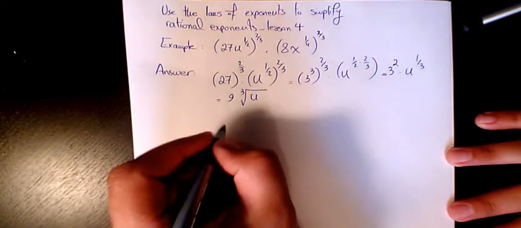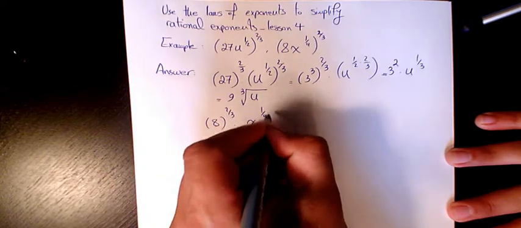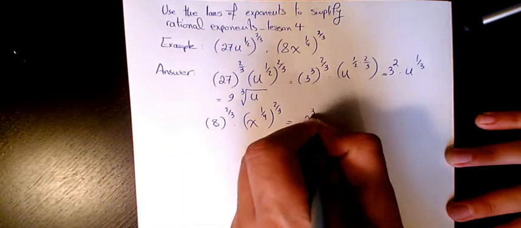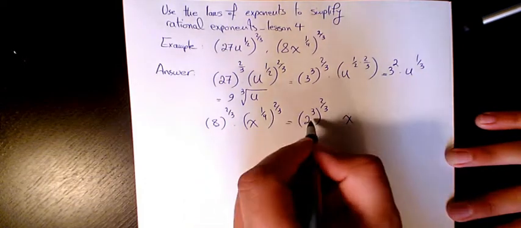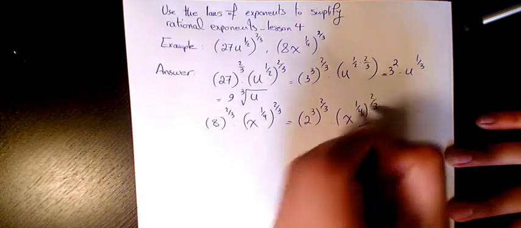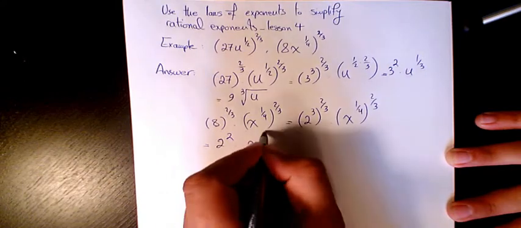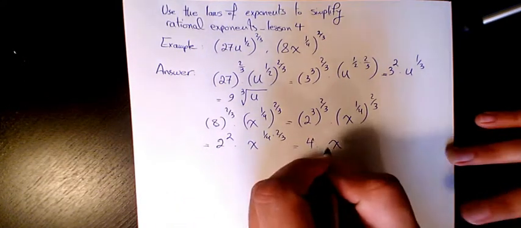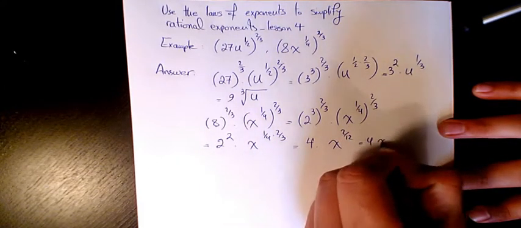The next one is 8 to the power of 2 over 3 times x to the power of 1 over 4 to the power of 2 over 3. 8 is 2 to the power of 3, 2 over 3, and 1 over 4 to the power of 2 over 3. That makes it 2 to the power of 2, and here you have x to the power of 1 over 4 times 2 over 3, which makes it 4x to the power of 2 over 12, or 4x to the power of 1 over 6.